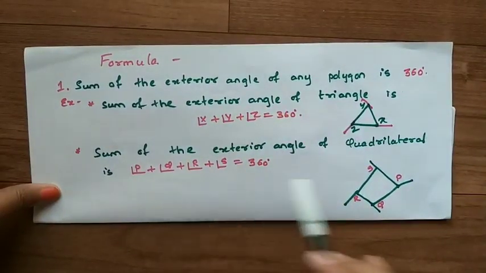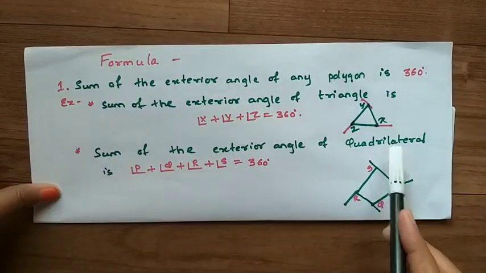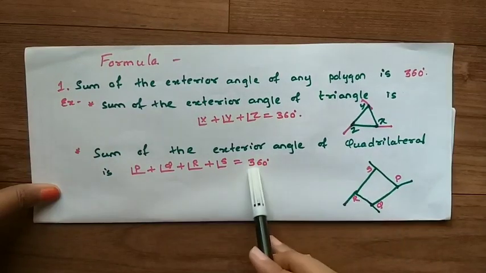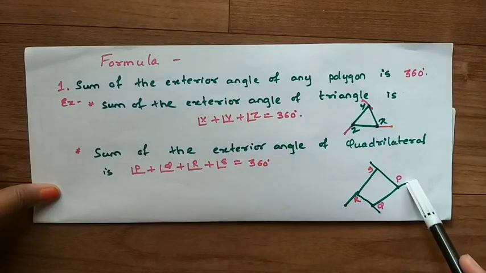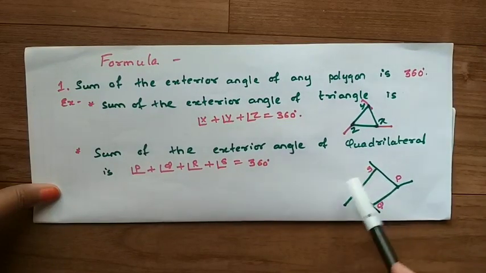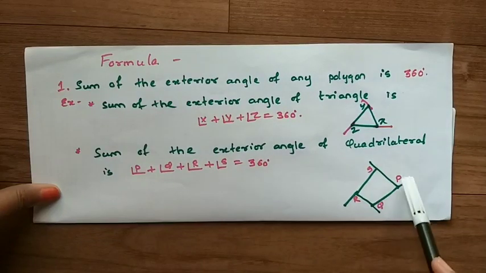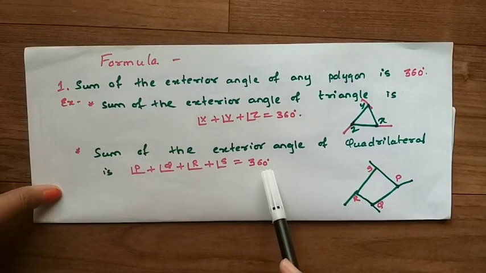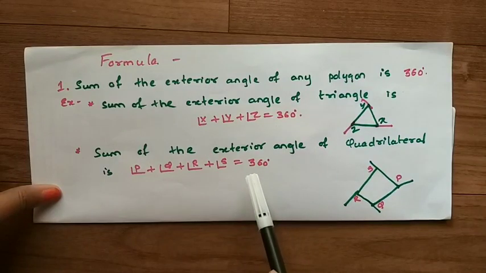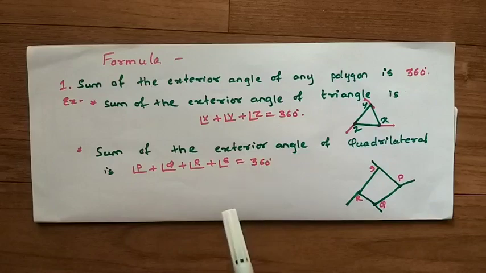The second example is a quadrilateral. The sum of the exterior angles of a quadrilateral is always 360 degrees. Here we have four exterior angles: angle P, angle Q, angle R and angle S. The sum of these four angles is 360 degrees. Or you may select a pentagon or hexagon; the sum of its exterior angles is always 360 degrees. This is the first formula.